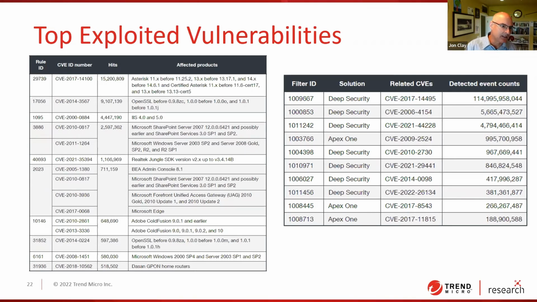But you can see on the left-hand side there, we had 15 million hits of an asterisk vulnerability. You can see OpenSSL was in there, IIS, SharePoint, Joomla, Realtek, BEA, again Microsoft Edge, Adobe ColdFusion. So one of the beauties of this capability is that we can go very broad with the number of applications and operating systems that we provide virtual patches to. On the right-hand side, this comes from our Deep Security, which is now Apex One Workload Security, and there's a server and an endpoint component where we provide virtual patches.